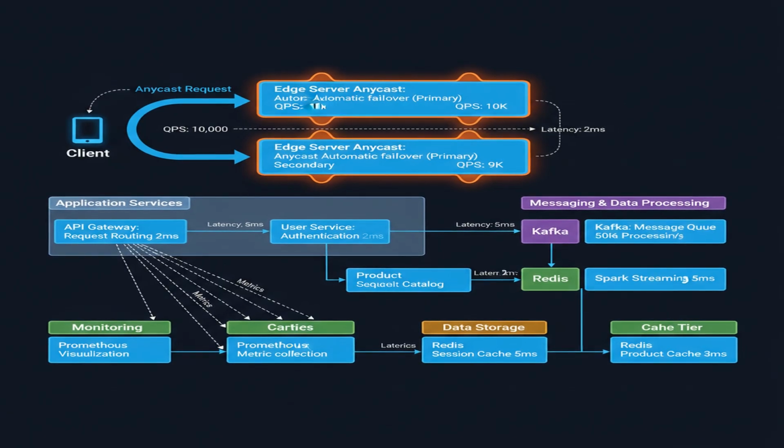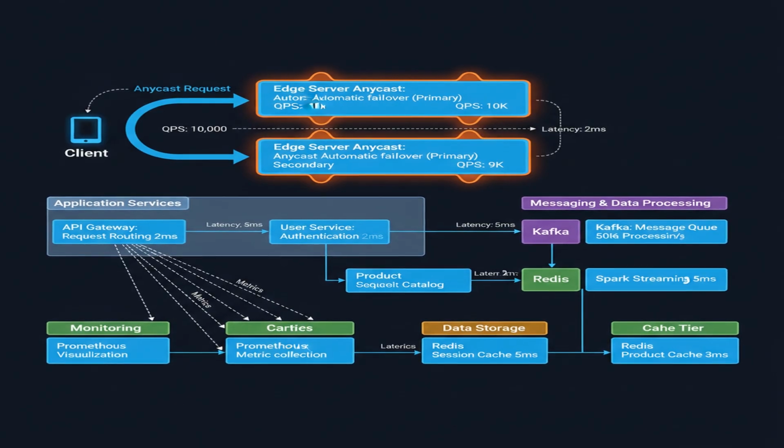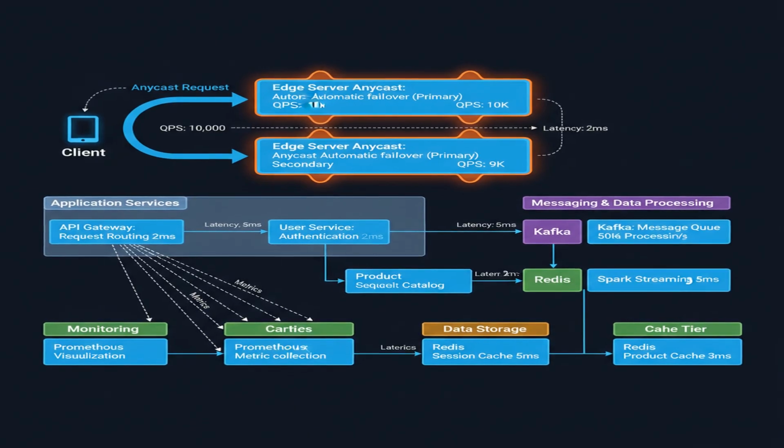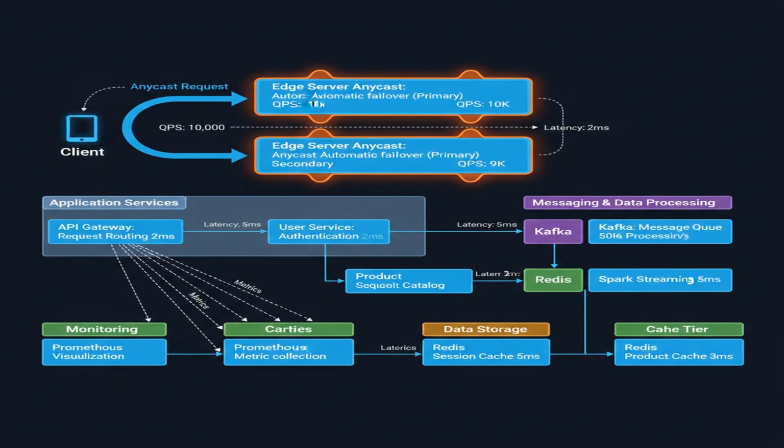We also need to monitor our system continuously. We use Prometheus to collect metrics and Grafana to visualize them. We set up alerts to notify us of any issues, such as high latency or server failures. We can use PagerDuty to manage these alerts. Regular backups are also essential. We back up our data to a geographically redundant storage system.